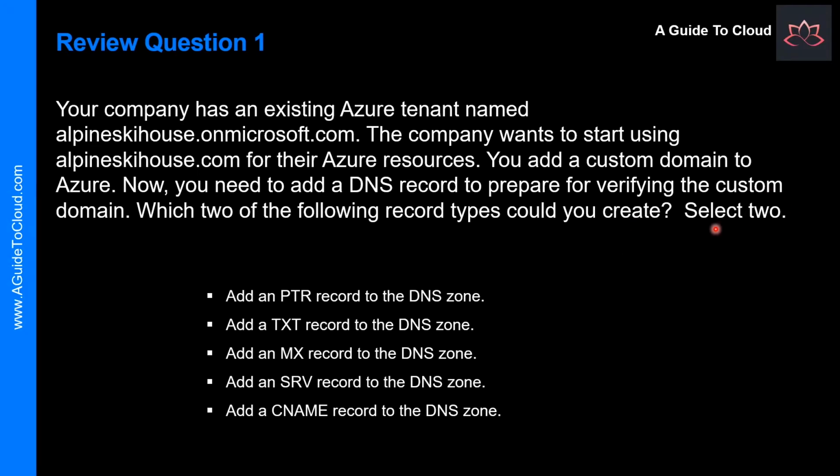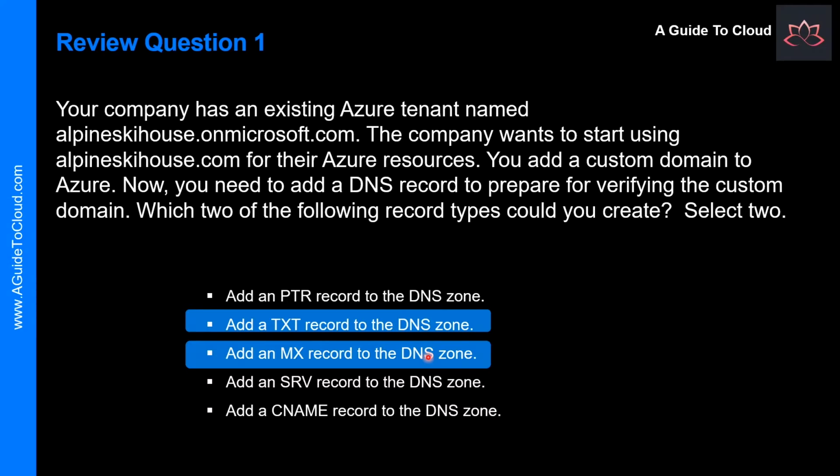If you remember when we talked about DNS and the custom domain, we went through two record types which we need to add to verify a custom domain name. The two records we talked about are the TXT record and the MX record. So the correct answer is TXT and MX record. By default, Azure will prompt you to create a custom TXT record in the DNS zone to verify a custom domain. Optionally, you can use an MX record instead. The result is the same. Other record types are not supported.